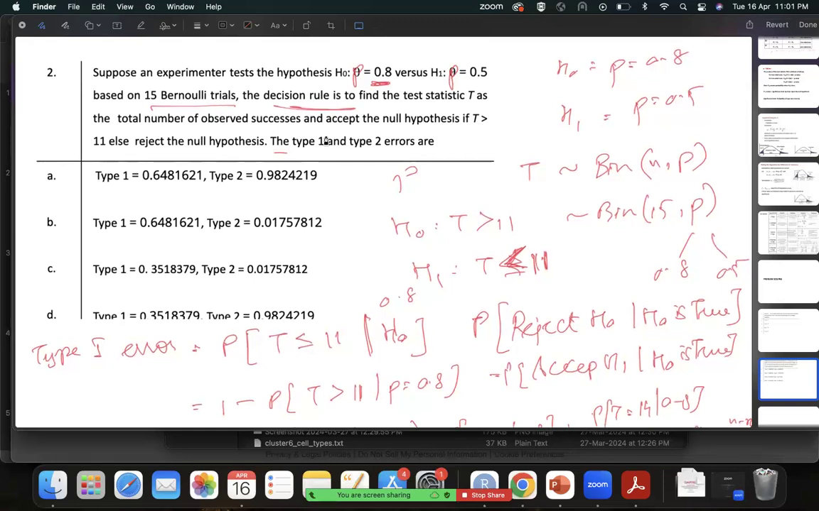You can do this using the formula, or in R you can directly do it using 1 minus pbinom, with 11, where 11 is the number of successes desired, greater than 11. So 11 comma 15, 0.8. Let's look at this in R.